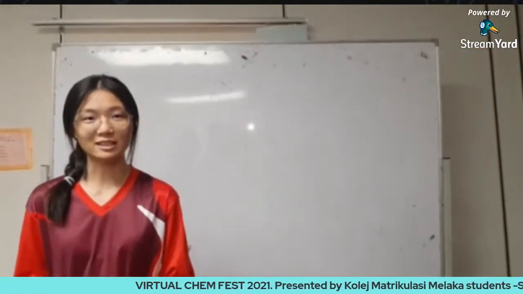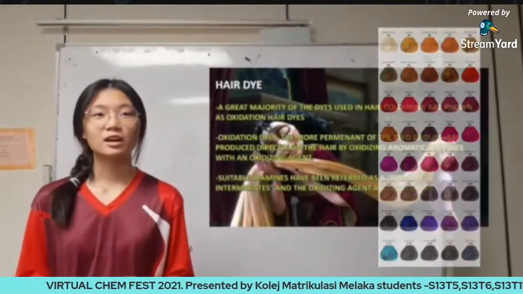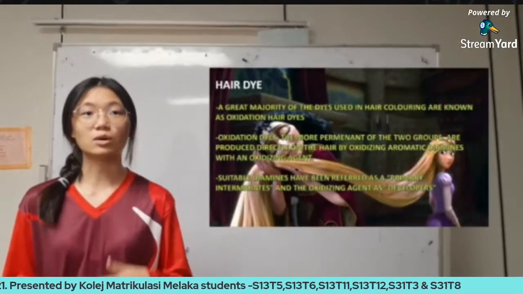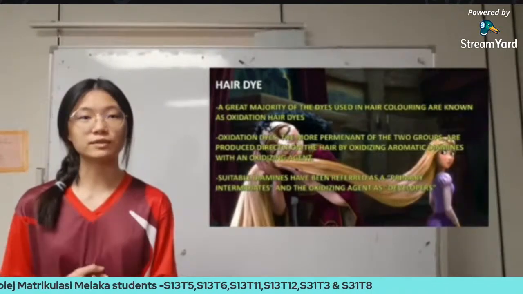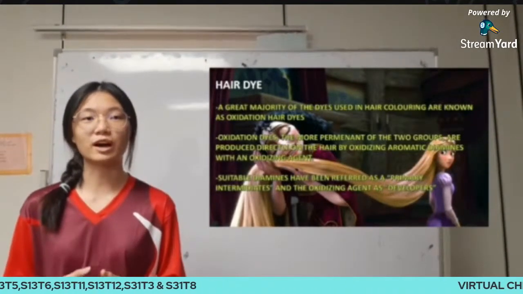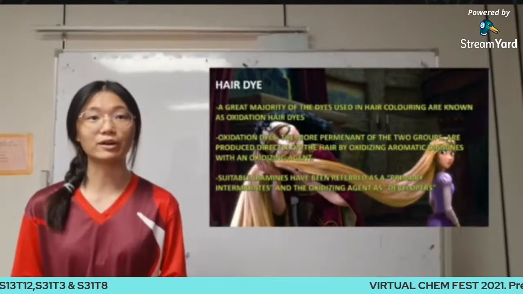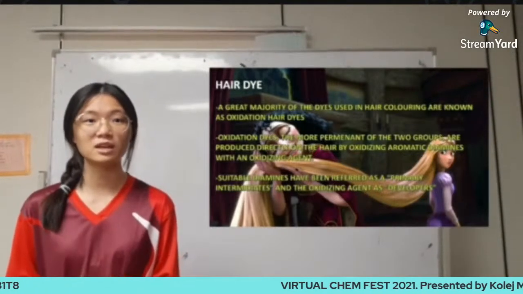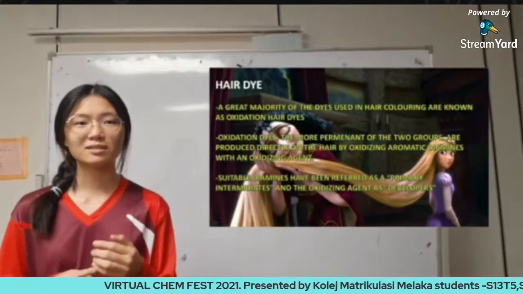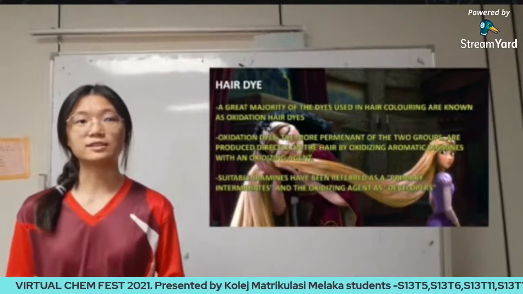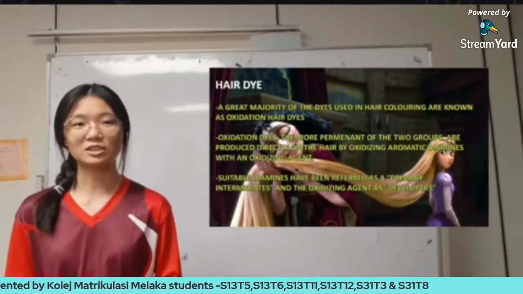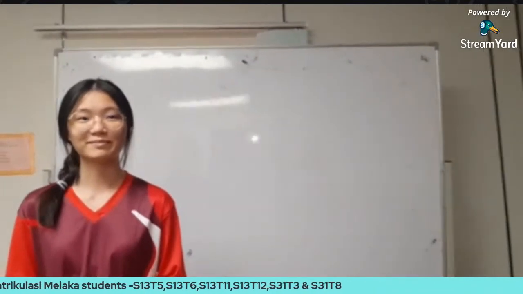So move on to the next slide, which is hair dye. A great majority of the dyes used in hair coloring are known as oxidation hair dyes. The first one, oxidation dyes, more prominent of the two groups, are produced directly on the hair by oxidizing aromatic diamines with an oxidizing agent. Diamines have been referred to as the primary intermediate and the oxidizing agent as the developer.